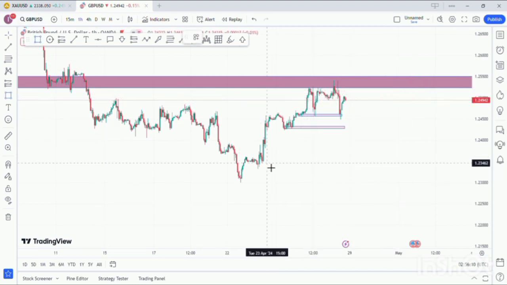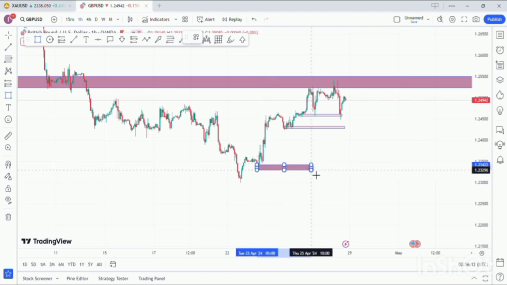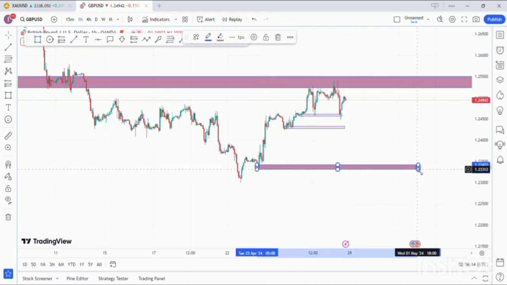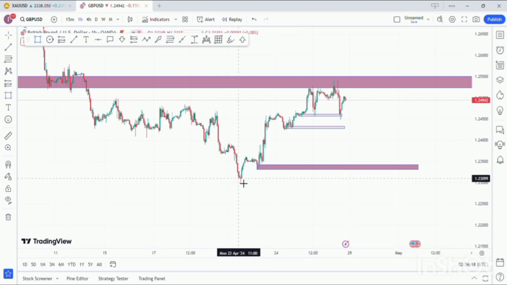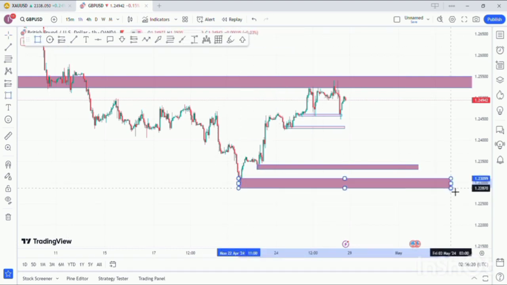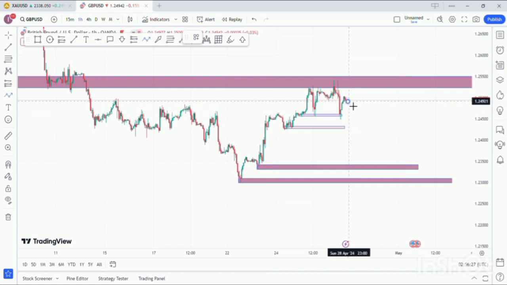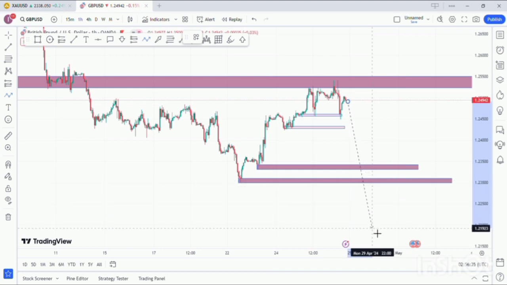We're expecting a drop of GBP USD to drop below this zone right here. So we're expecting GBP USD to drop below this zone to the next very valid support zone which we marked out on the higher time frame, which was visible on the 4 hours and the daily time frame. We're expecting price to drop there.